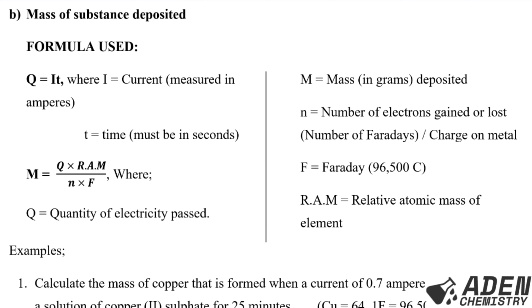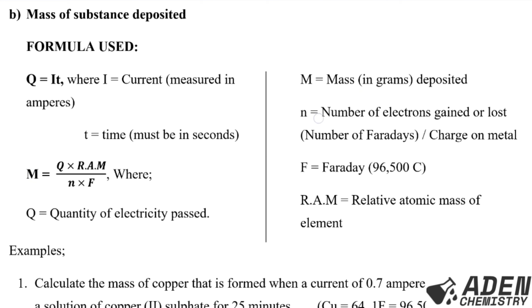So we can use one formula, and that formula is here. Mass deposited is equal to Q multiplied by RAM and divided by N times F. Q is given by IT, where I is current, which is measured in amperes, and T is time, which must be in seconds. Q is the quantity of electricity passed, and M, which is here, is the mass in gram deposited. That's what we are calculating in this lesson.